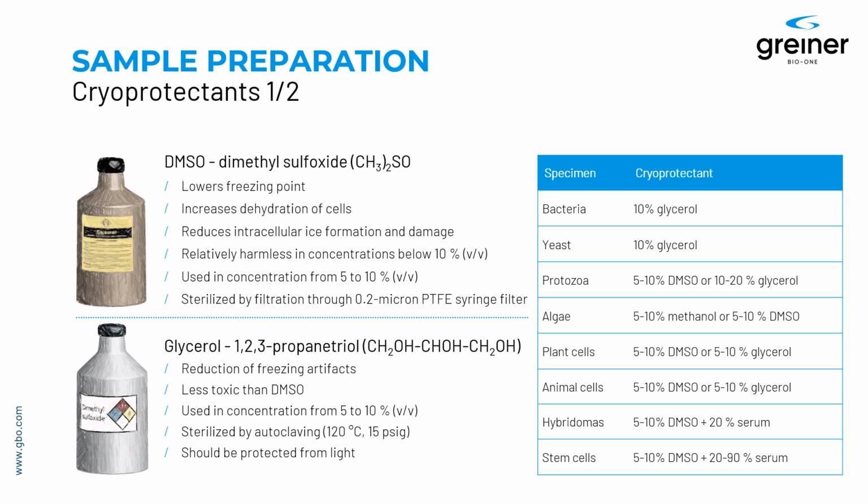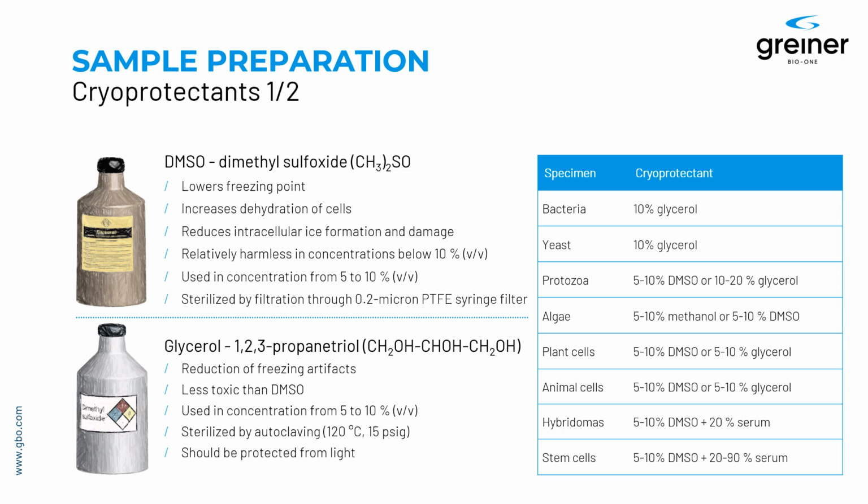On the right-hand side, you see a few recommendations for specific types of specimens. It starts with bacteria and yeast. For both of them, it's recommended to store them in 10% glycerol containing preparations. Protozoa are usually stored with 5 to 10% DMSO or 10 to 20% glycerol. Algae are stored in 5 to 10% DMSO, but sometimes also in methanol from 5 to 10%.